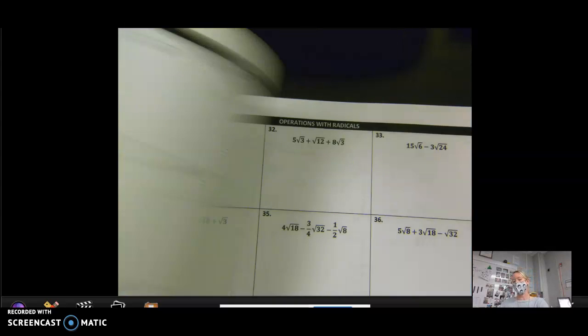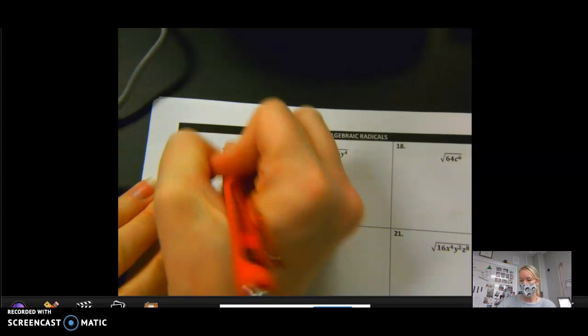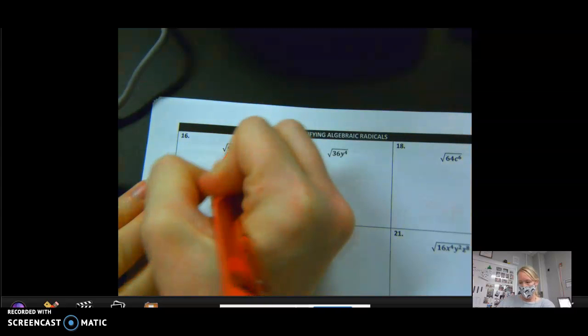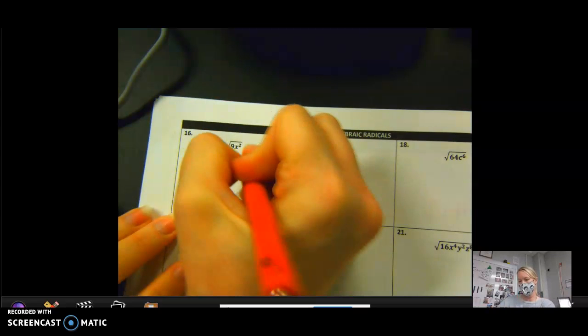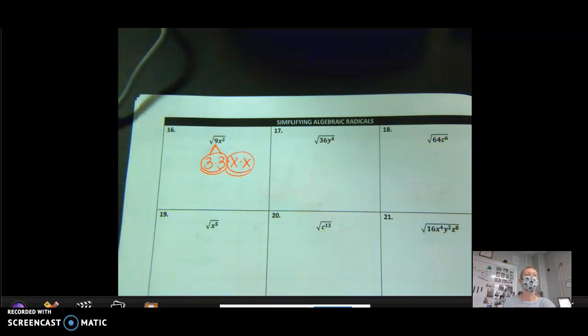I want for you to skip over to what's called page 4 on this packet. Let's look at number 16. Let's break it down. 9 breaks down into what times what? 3 times 3. What does x squared really mean? Okay, so write those down. What do you have a pair of here? 3, and I have a pair of x, right? So what comes out? 3 and an x. That's gone, that's gone. Do I have anything left under a radical? No. So it is okay to have nothing left under a radical.